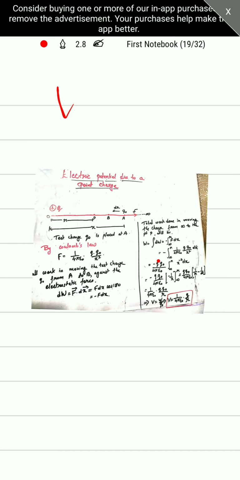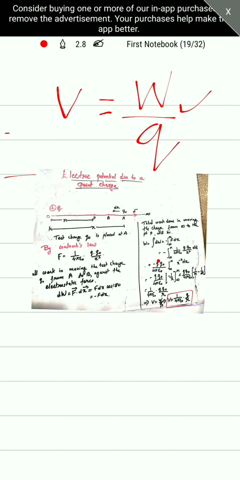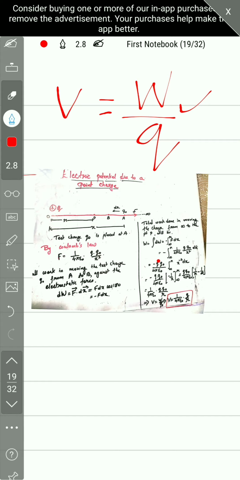Electric potential, which is denoted by the letter V, is actually defined as the work required to bring a unit positive charge from infinity to a point. So this is the formula for potential, that is work upon charge. Using this formula we are going to find the potential due to any charge.